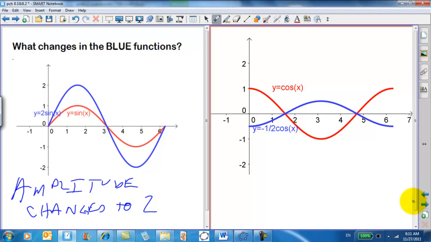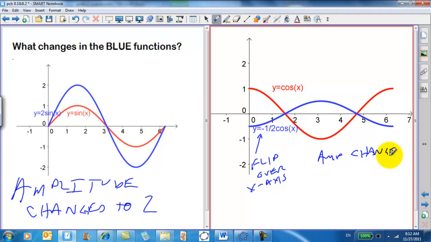Now in this one, again we see a change in amplitude, but there's also two things going on. With a negative a half, that negative creates a flip over the x-axis. And again we have an amplitude change. The amplitude is changed to 1/2. Remember, the amplitude is the absolute value of this coefficient on the cosine. So we get 1/2.